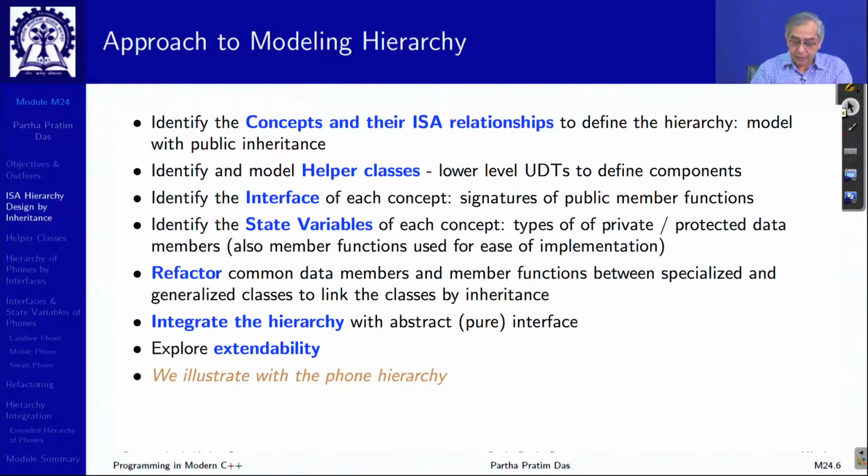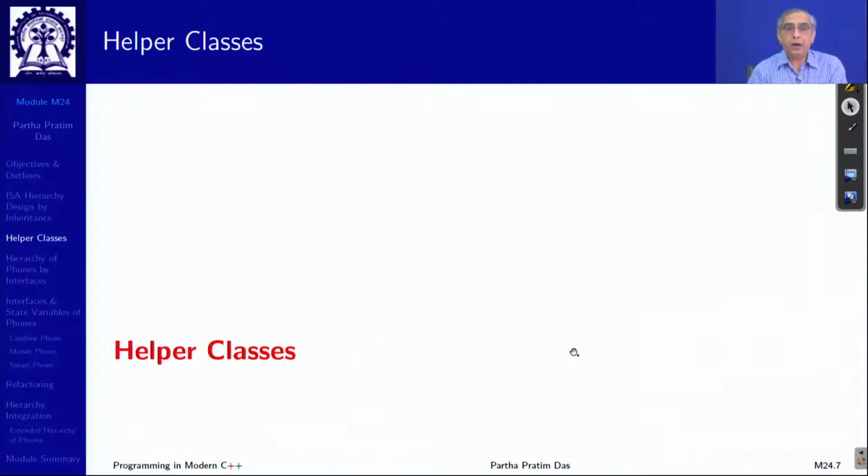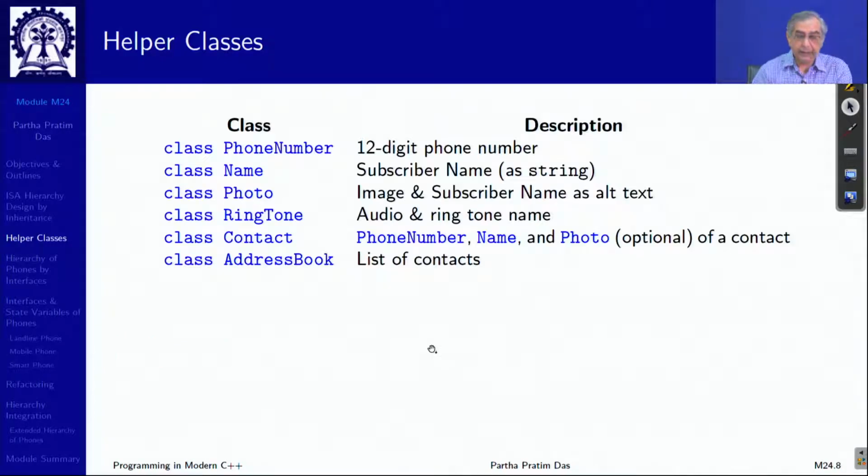So, we illustrate with the phone hierarchy. Now, before I start doing it, you will find that these concepts on which you are actually building the hierarchy will often need to use a lot of other concepts, maybe small, maybe a little big, which are not related to this hierarchy, but these are like user defined types that will be good to have for a very compact, readable as well as encapsulable design of the entire hierarchy. So, this is what I call helper classes.